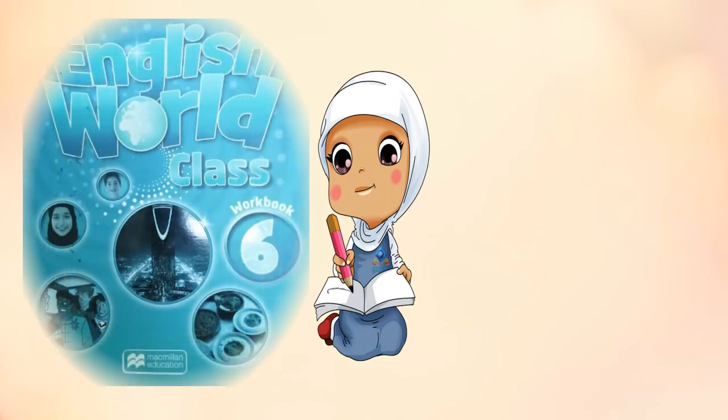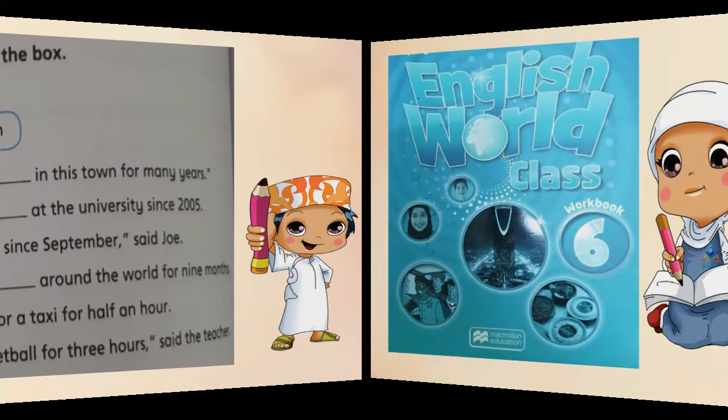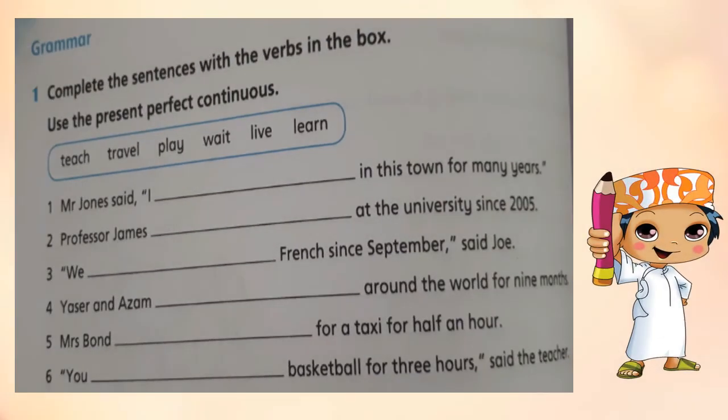All of you open your workbook, page 74. Activity 1. Complete the sentences with the verbs in the box. Use the present perfect continuous. Here we have 6 sentences and 6 verbs. We want to complete these sentences using these verbs in the box. But pay attention, put the verb in the present perfect continuous tense.